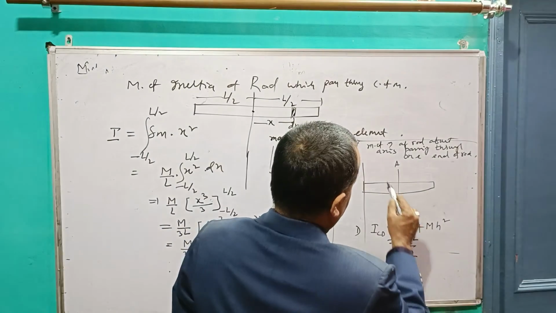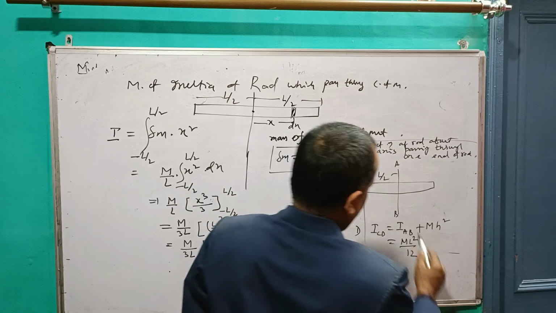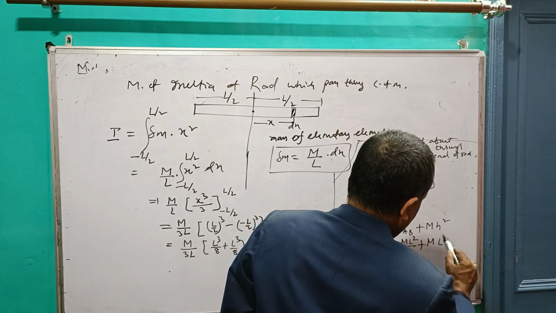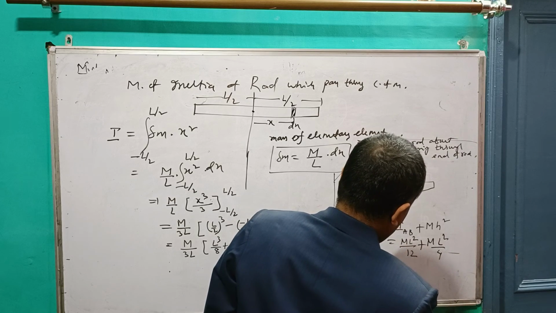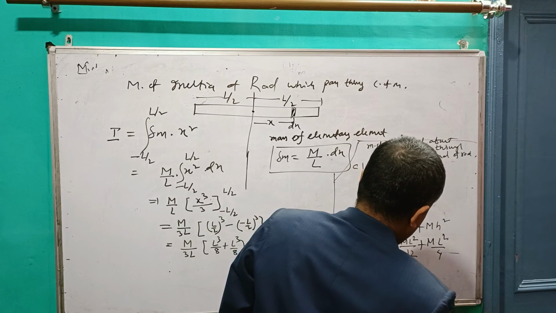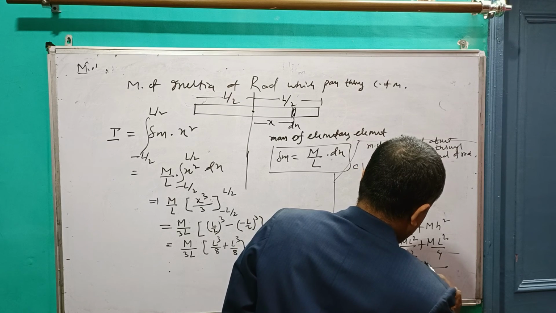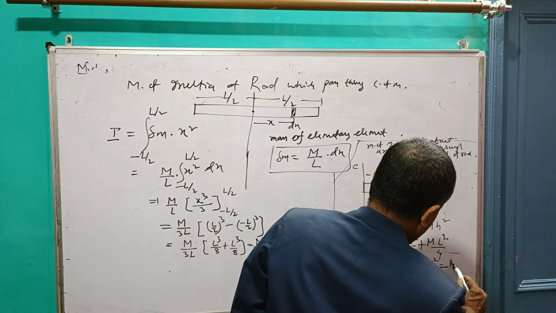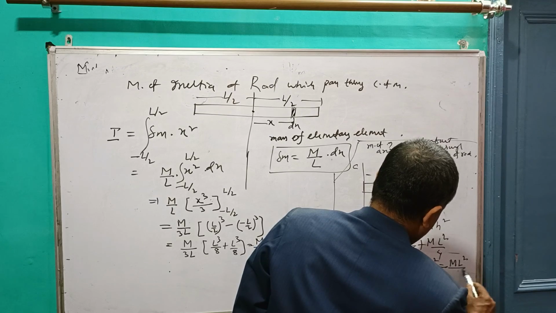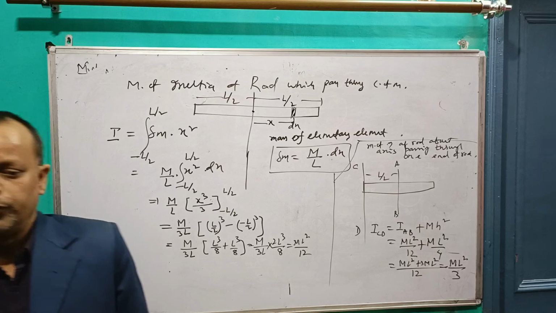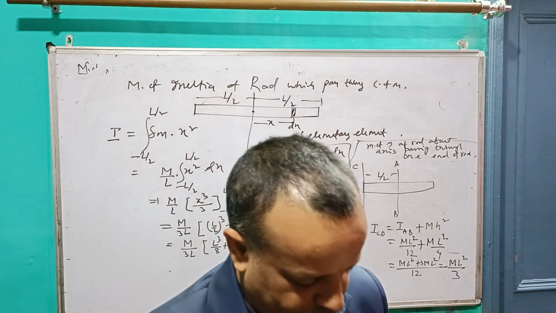And what do we have? This distance is L by 2. When we apply the parallel axis theorem, it is M into L square by 4. When we take it out, it is coming out to be 3ML square by 12, which is ML square by 3. This is the moment of inertia of a rod which passes through one end of the rod.